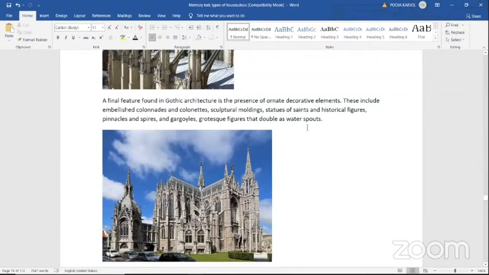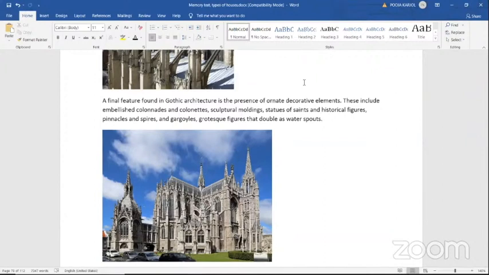Now, which of the terms do you guys know? Gargoyle, spire, pinnacle. Does Virti know what pinnacle is, or are you asking? Devesh said gargoyle and spire. You know it, ma'am? Okay, very good.